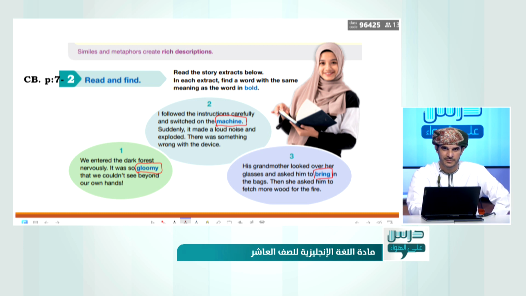A mobile phone is a machine. So what do we call it? You can find it here. Suddenly it made a loud noise and exploded. There was something wrong with the device. Same as machine, device. Gloomy. We entered the dark forest nervously. It was so gloomy. Cannot what? See. That we couldn't see beyond our own hands.